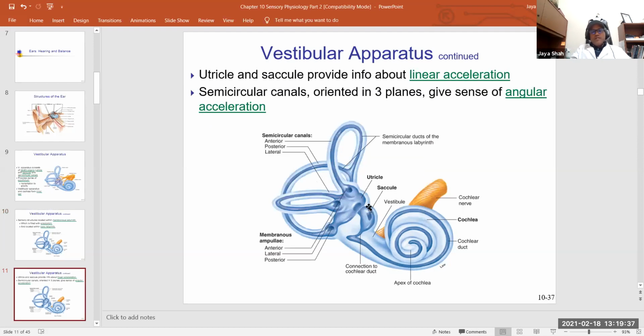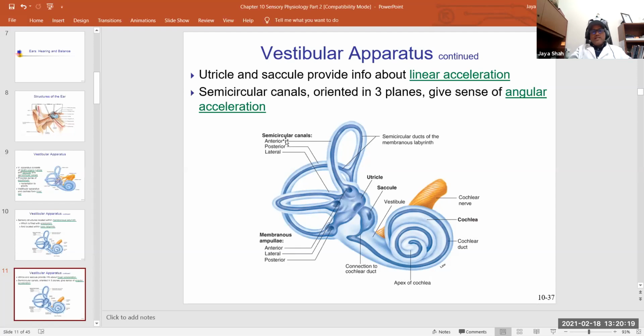So what is the function of all these balance structures? What kind of balance is done by these things? So utricle and saccule together are called again what? Vestibule. Okay. And the vestibule, which is utricle and saccule, provides info about linear acceleration. What is linear acceleration? It is like in line with your land. So linear acceleration is like when you are moving your body along the line of your horizontal, or you are going front and back, or you are going up and down. That is linear acceleration.